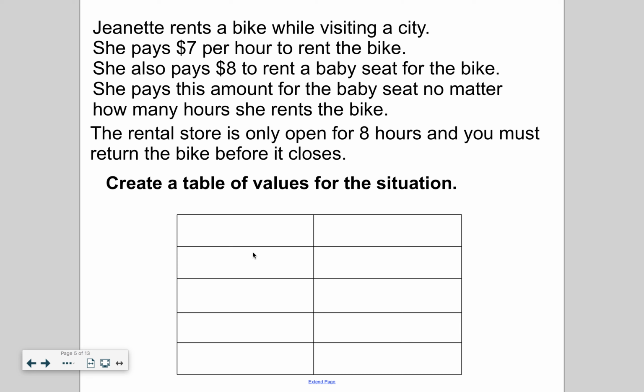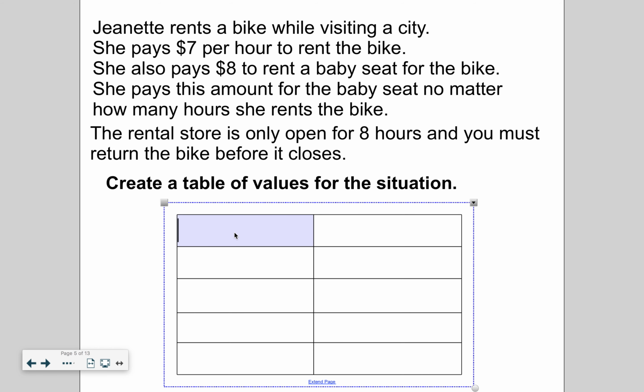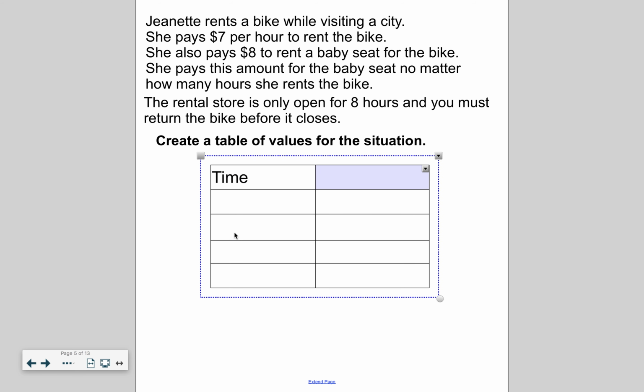So you're going to create a table of values for the situation. So remember, you need to determine what is changing here. So there's time, and there's also money. So I know at 0 hours, she spends $8. That's that situation I was talking to you about, where she got on the bike, she rode away, the baby's screaming, she's like, never mind, we're not doing this. They're like, well, you signed this contract, you're still paying us $8, even though you didn't even ride it for an hour.